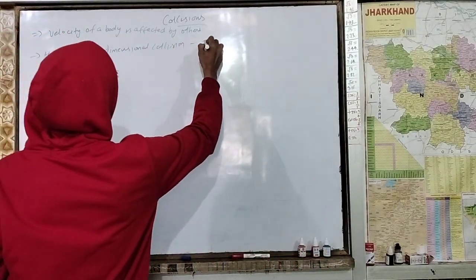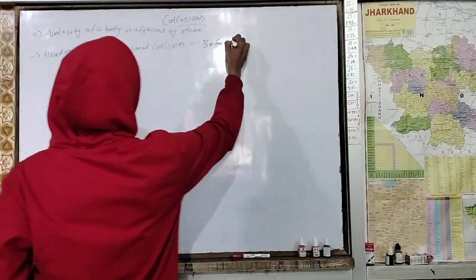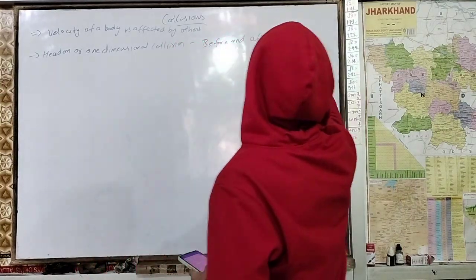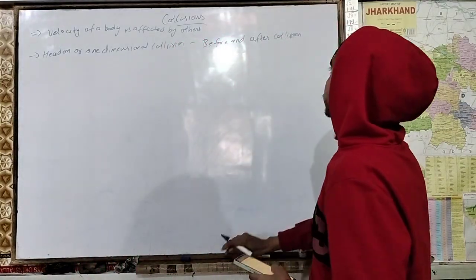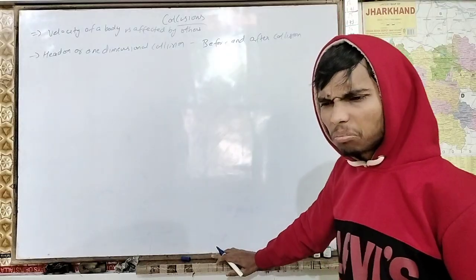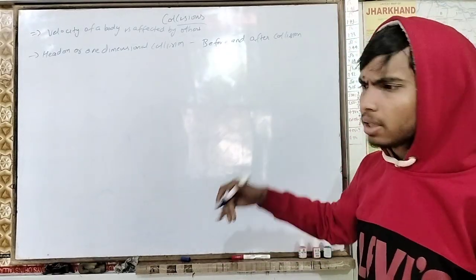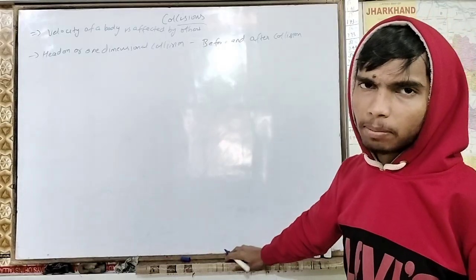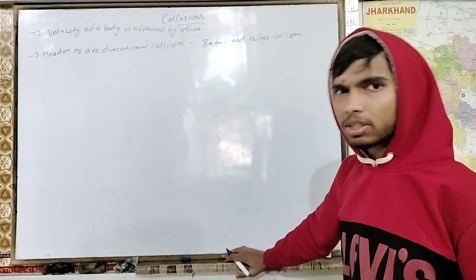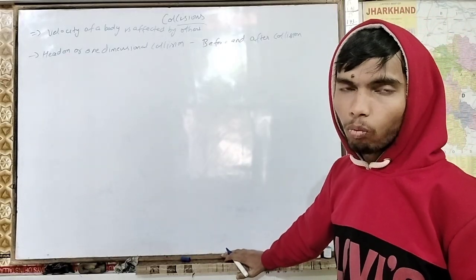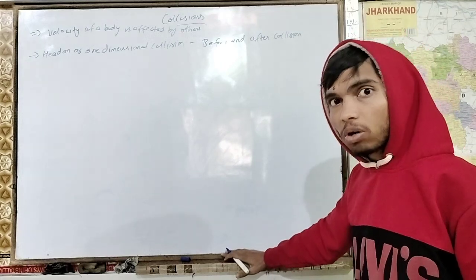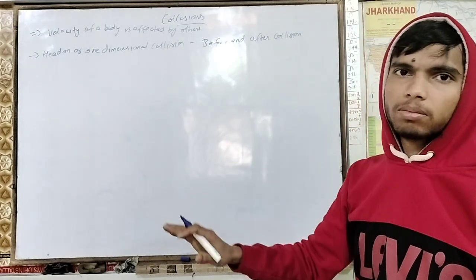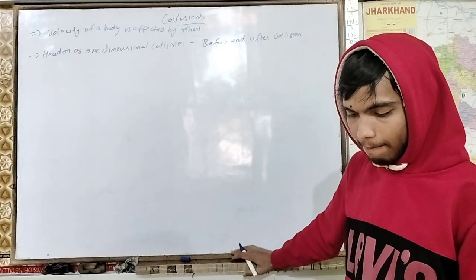Remember, before and after collision, you will see that the object is also moving in a straight line. This is what will happen. The reason is the dimension is the same. The dimension is one dimension. So after collision, you will see that both objects are moving in the same straight line.